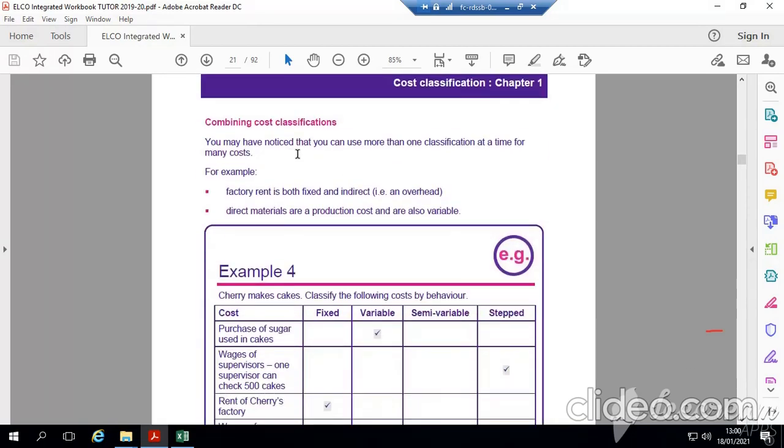So combining cost classifications, you may have noticed that you can use more than one classification at a time. Okay, for example, a factory rent is both fixed and indirect, and overhead. For example, direct material are production cost and are also variable. Okay, so it could be more than one.